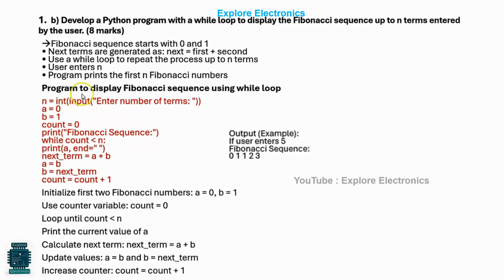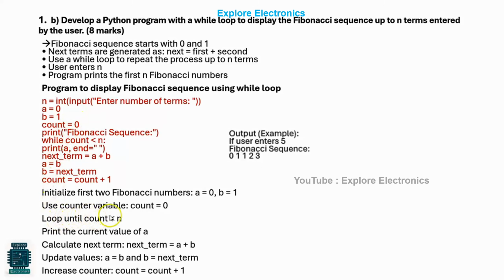Let us start. Program to display the Fibonacci sequence using while loop. n is equal to int(input("Enter number of terms")). Here the user will enter n. a is equal to 0, b is equal to 1, count is equal to 0 initially. After that, print the Fibonacci sequence while count is less than n. Here it will initialize the first two Fibonacci numbers, that is a is equal to 0 and b is equal to 1. After that, use a counter variable, that is count is equal to 0 in the initial stage.